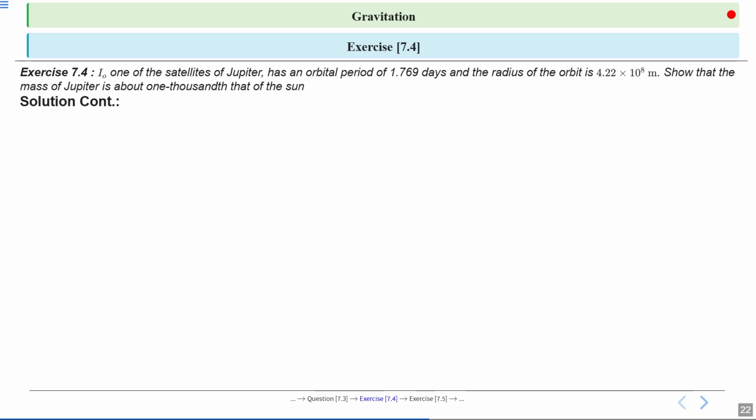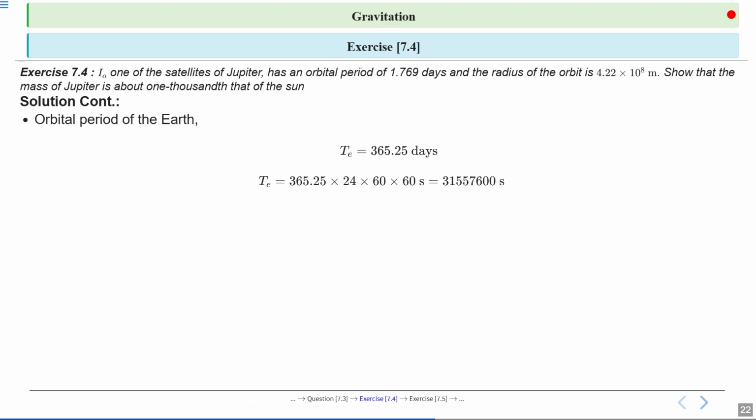Now, let's start by considering the Earth's orbital period, which is 365.25 days. So in seconds, it will be 365.25 into 24 into 60 into 60 seconds. Performing the calculation, you will get 31557600 seconds.